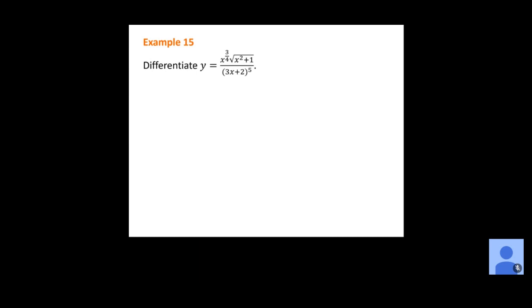Okay, so what I'm going to do is I'm going to take the natural log of both sides of this equation. That's my first step. So we're going to end up with natural log of y equals, and then natural log of everything we've got over here. So x to the 3/4 times the square root of x squared plus 1 over 3x plus 2 to the 5th.